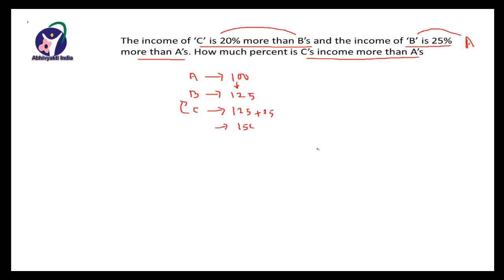Now we have to find how much percent C's income is more than A's income. A's income is 100 and C's income is 150. It is very clear that C's income is 50% more than that of A's income.